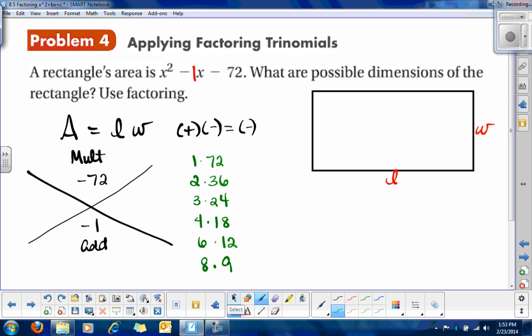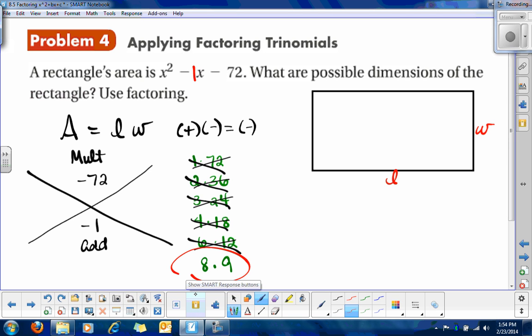Now when we add, we want to have a positive 1. So that means that when we add, we want to get a positive 1. The bigger number has to be negative, and when we add them, we get 1. Okay, let's see here. Which one of those? Nope. Nope. Nope. Nope. Nope. Bingo! There it is. So we have an 8 and a 9.